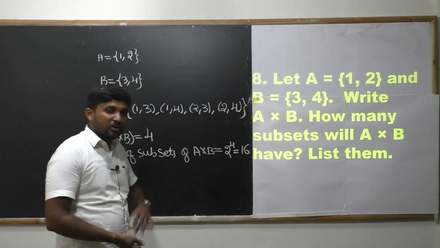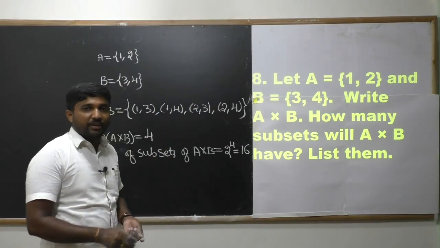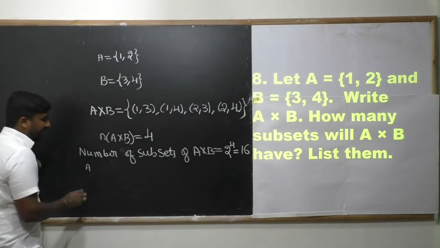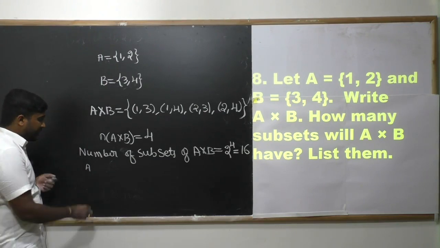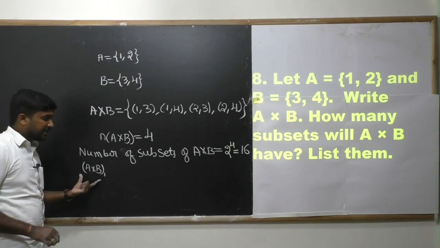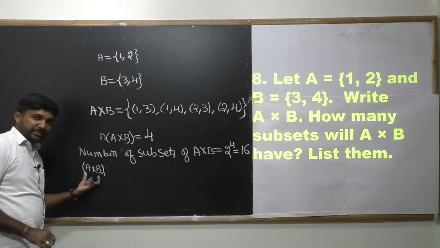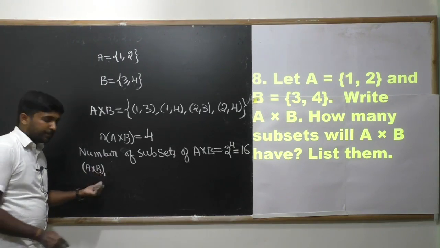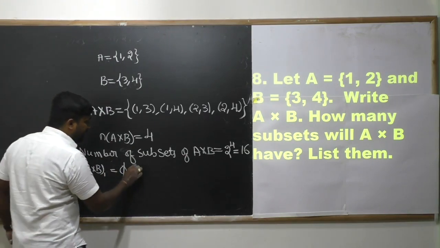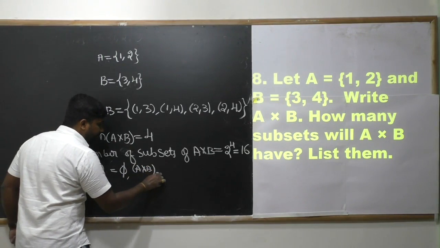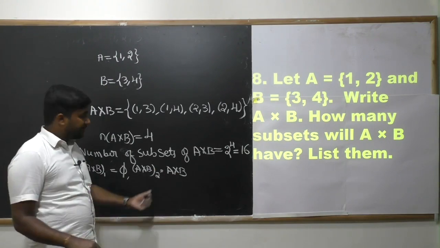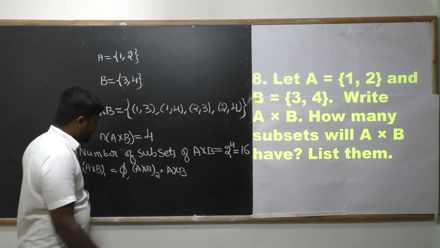Now we have to list out all the 16 subsets of A cross B. Okay, start with the first one. Now we are listing all the 16 subsets. For our convenience, I am representing the first subset as A cross B of 1. It means it is the first subset. Empty set is a subset of every set. It is the first subset. Second, A cross B of 2. The second subset is the set A cross B itself. A is a subset of itself. Similarly, A cross B is a subset of itself.